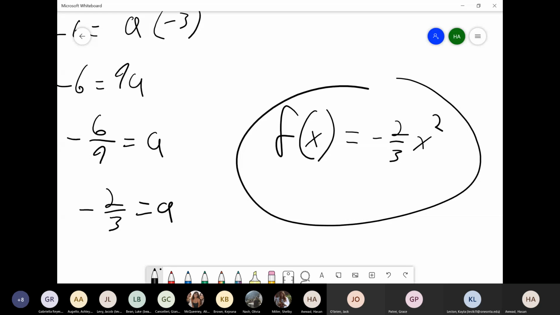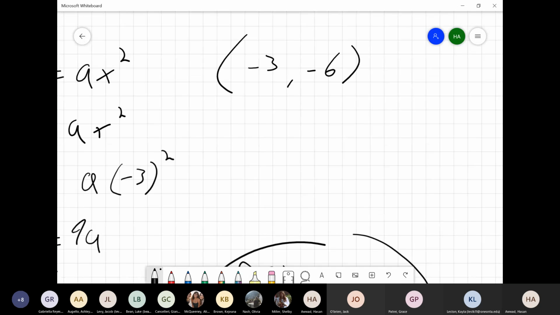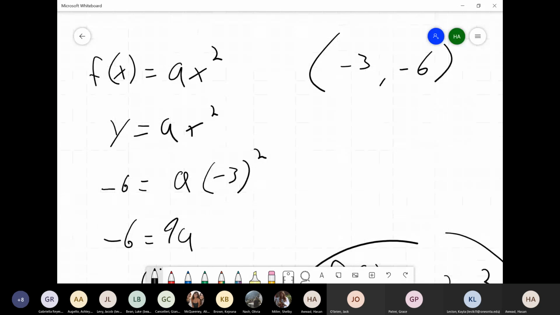Does anybody want me to go over this again? Any questions on how you find this, on what your procedure is? Again, you start with your point, you start with the form of the equation that they're telling you to solve for, and you go from there. You just solve for whatever your missing variables are. In this case, our only missing variable was the a.